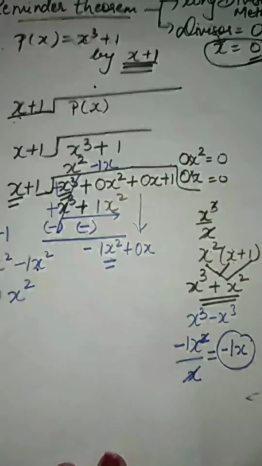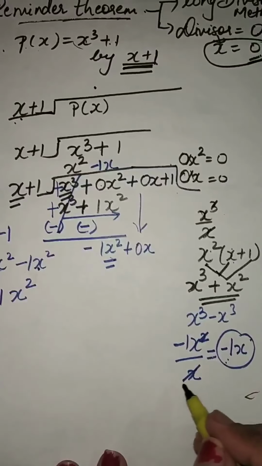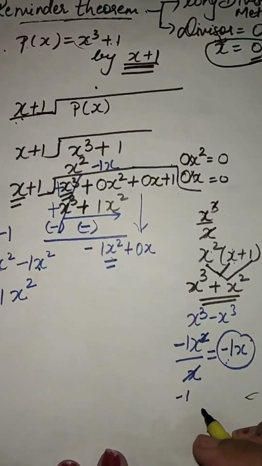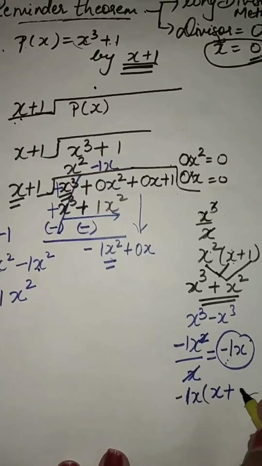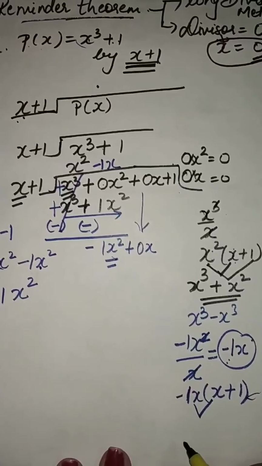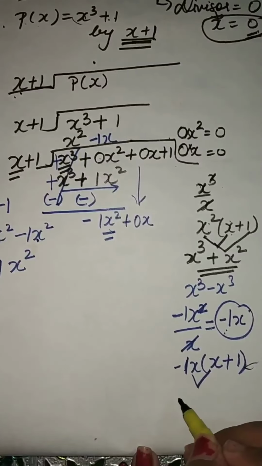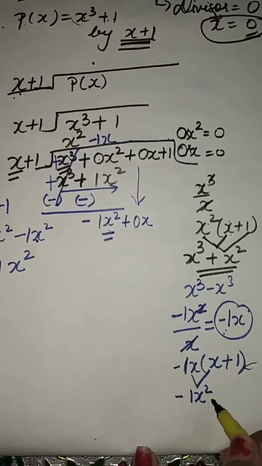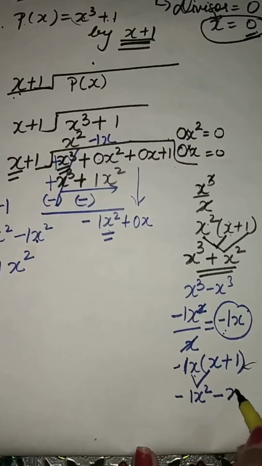Now we have to multiply this with the divisor. So we have minus 1x multiplied with the divisor, that is x plus 1. Again we use the distributive property. This will come as minus 1 multiplied with x, which is minus 1x square, and minus 1x into plus 1, which is minus x. So write this thing over here.